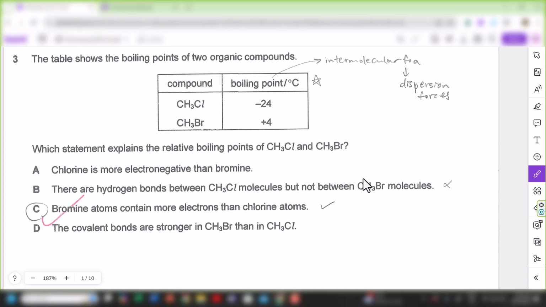So the main reason here is of course the strength of the dispersion forces, or otherwise we call it the instantaneous dipole-induced dipole interaction, and that has to do with the size and therefore the polarizability of the electron clouds. I'm expecting the bromine, being a bigger atom compared to chlorine, in bromomethane, to have a larger electron cloud that is more polarizable than that of chloromethane, and that will lead to stronger dispersion forces between bromomethane molecules as compared to chloromethane molecules.